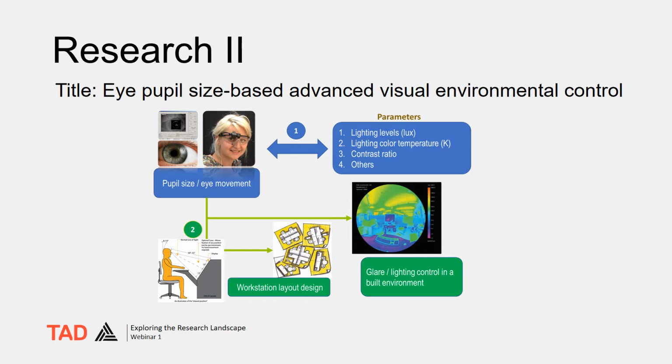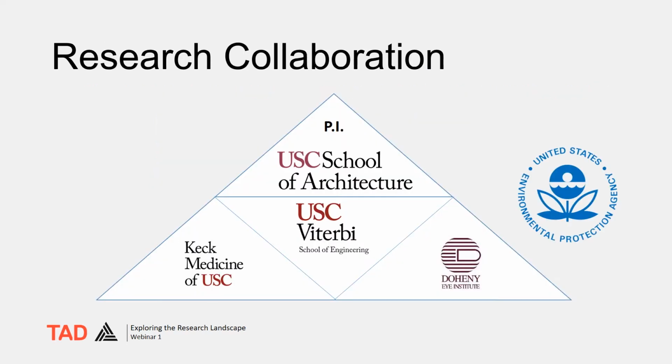Based on this research principle, we are developing workstation layout design, lighting control, shading device design, and glare control. This research is also expected to contribute to enhancing a building occupant's visual health and work productivity while optimizing the lighting energy performance. For this research, we are currently collaborating with other investigators of the USC Engineering, Medicine, and Doheny Eye Institute with the support of the U.S. Environmental Protection Agency.